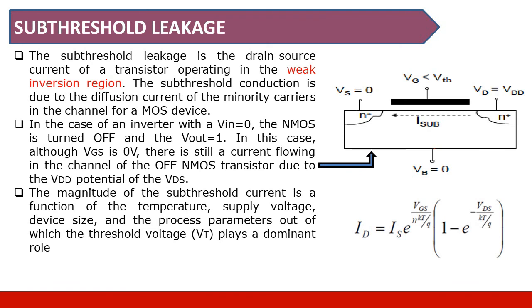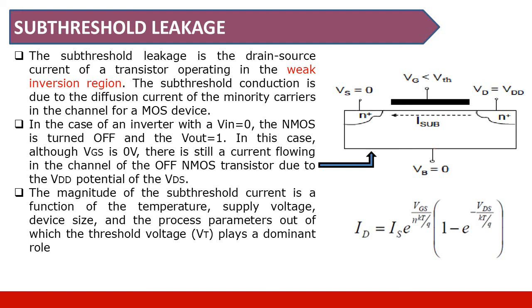Now next we have the sub-threshold leakage. This is very important to understand. What is the sub-threshold leakage? This is basically the drain-source current of a transistor when the transistor is in the weak inversion region. Now what is a weak inversion region?